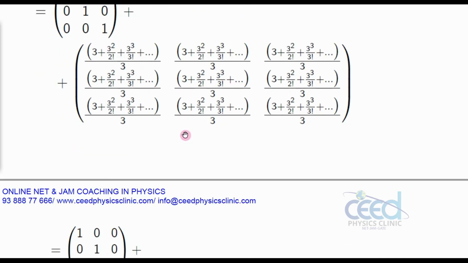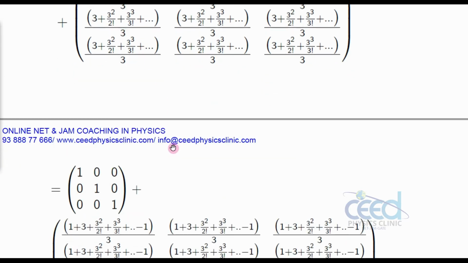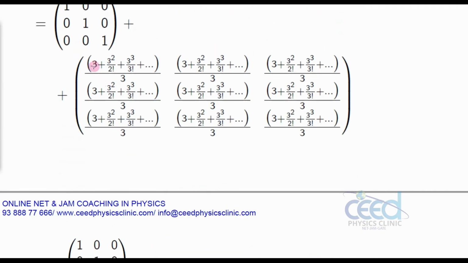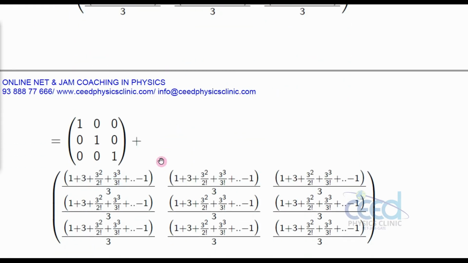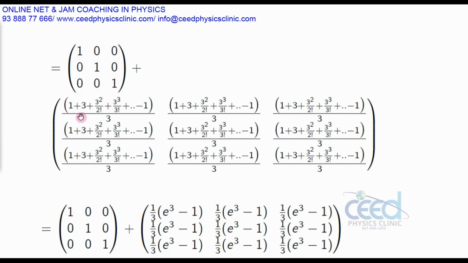Now, to make a convenient format, I am adding a 1 here and subtracting a 1 from each term. I kept the first identity matrix here, and added a plus 1 and subtracted a minus 1. Now if you look at this, you can see this is e raised to 3, right?